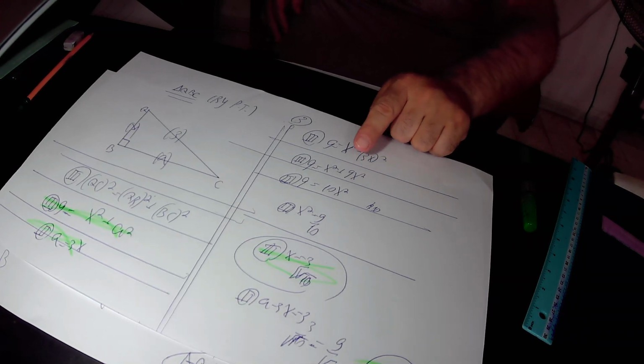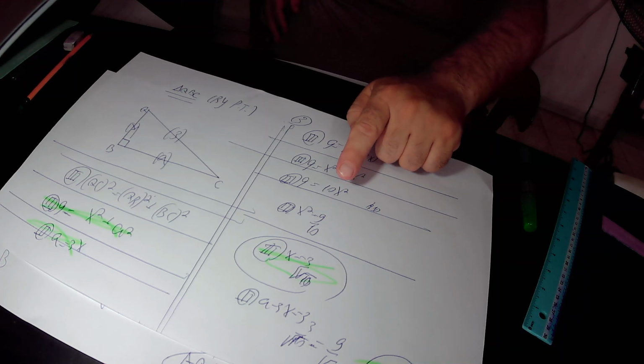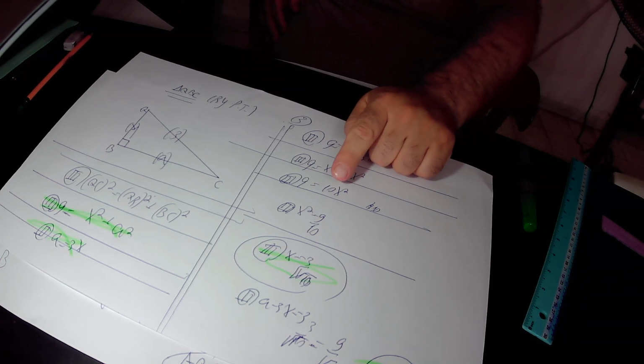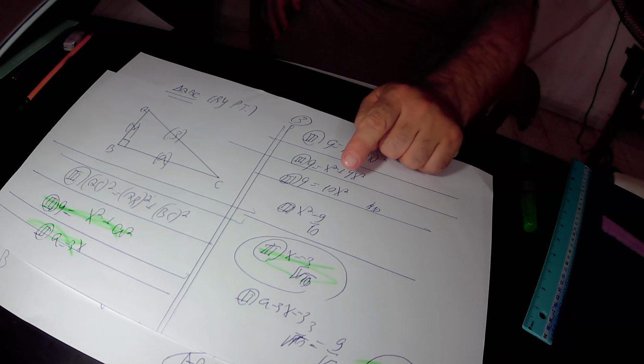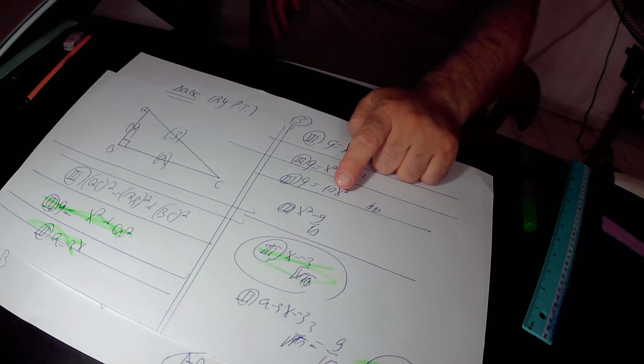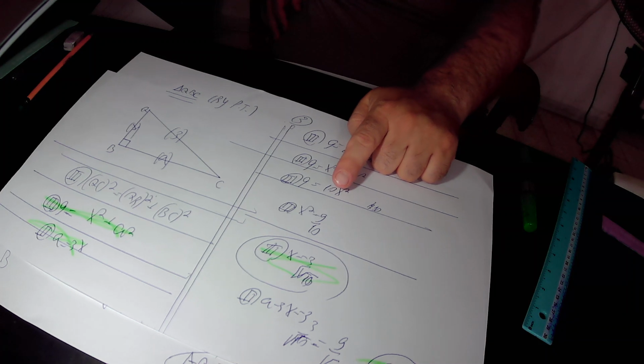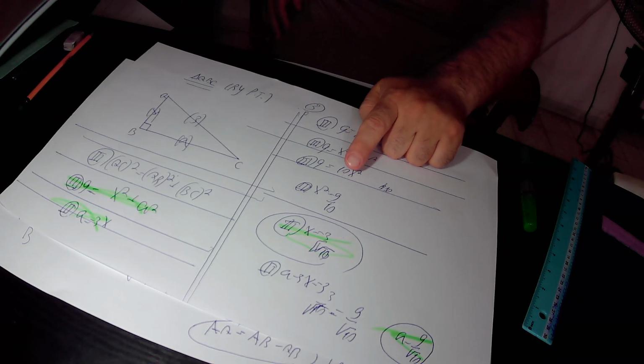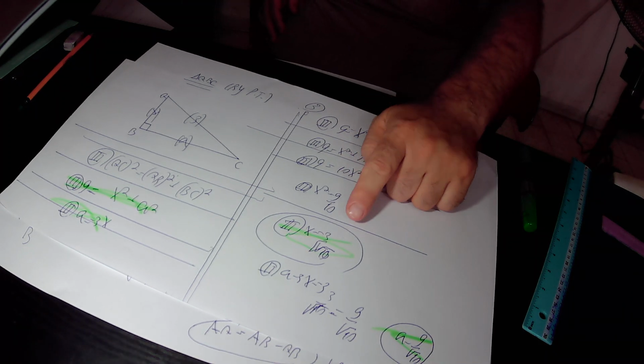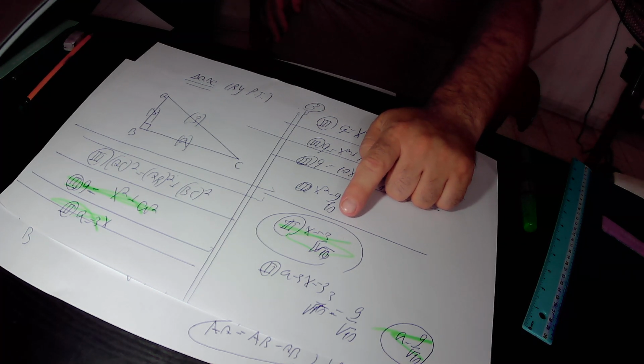Here we divided equation 3 by 10 and finally found out that X squared equals 9 tenths. Here we took the square root of this equation and finally found out that X equals the square root of 9, that is 3, over square root of 10.